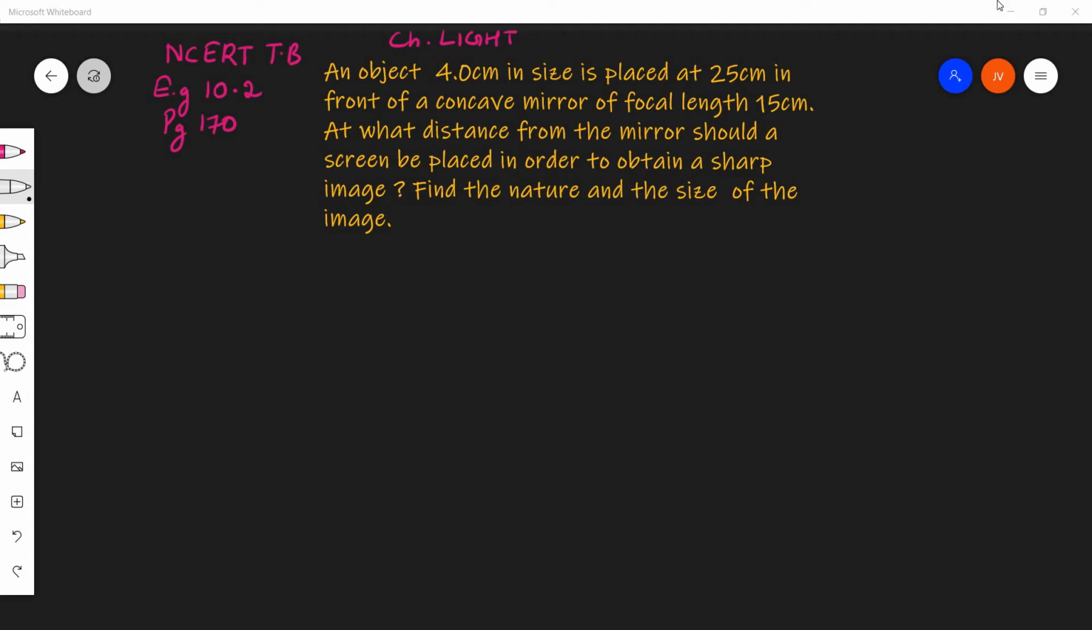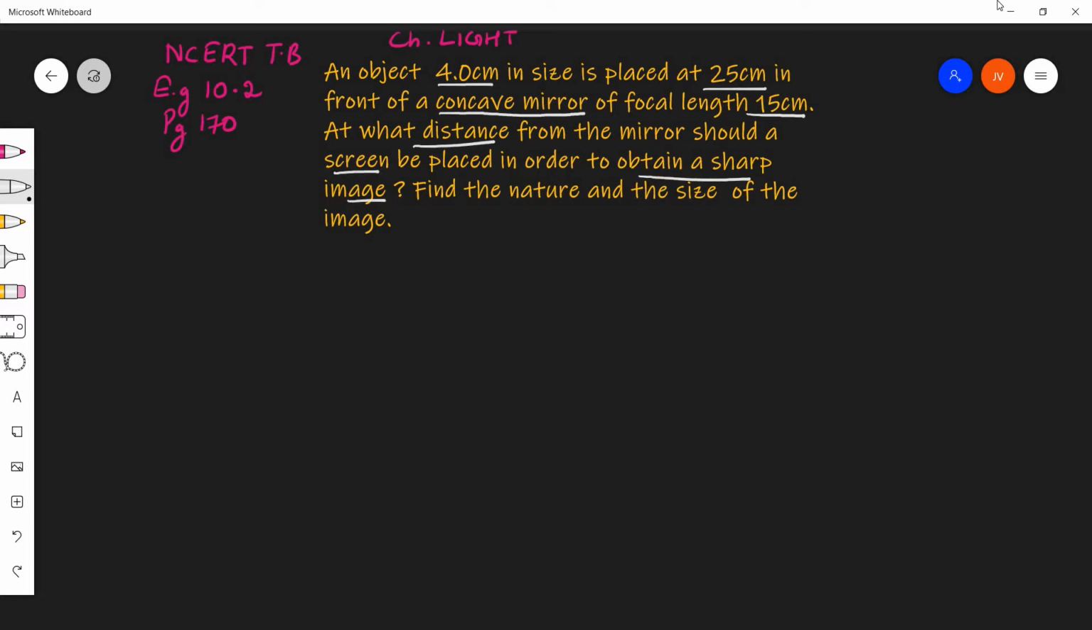An object 4 centimeter in size is placed at 25 centimeter in front of a concave mirror of focal length 15 centimeter. At what distance from the mirror should the screen be placed in order to obtain a sharp image?